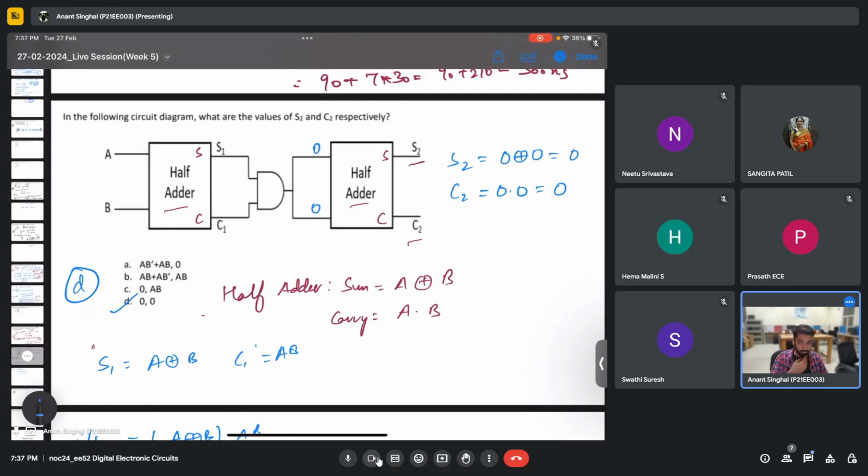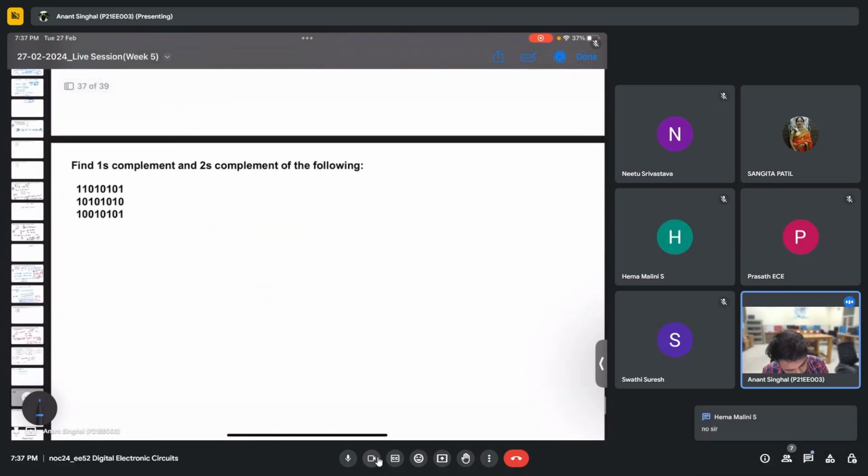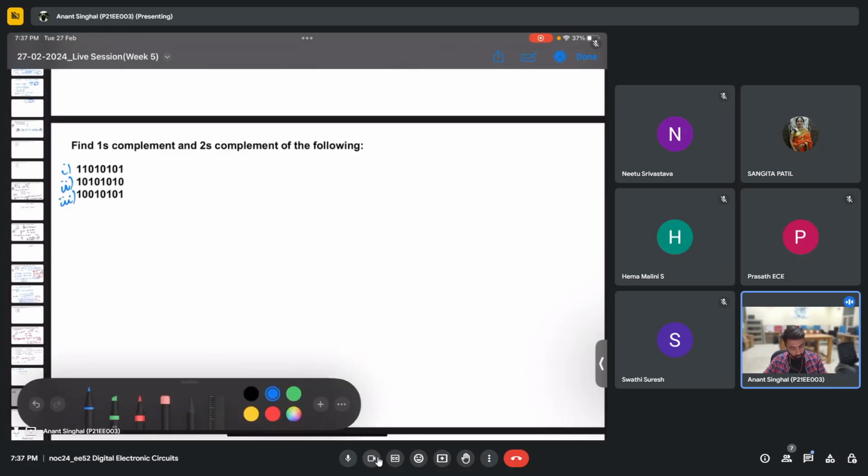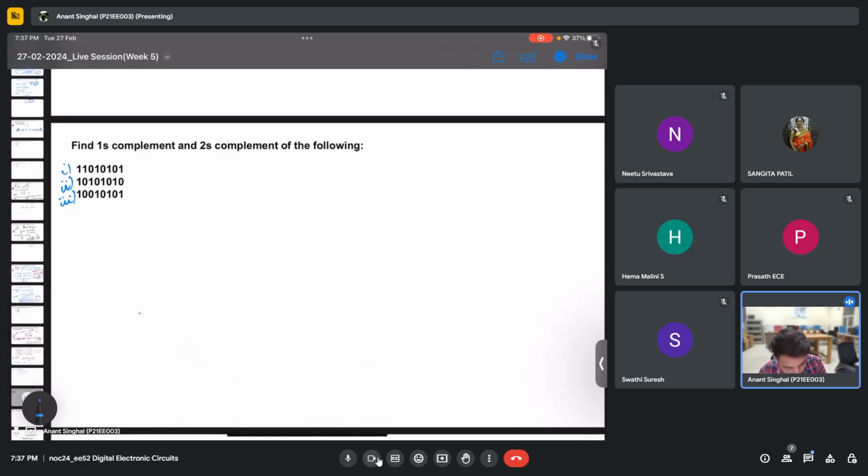Is there any doubt in this? Anyone, any doubt? Fine then. You need to now calculate ones and twos complement of these numbers. Let's say first, second, third. Quickly let me know the twos complement, or maybe I can also do it simultaneously. I have already told you the concept.